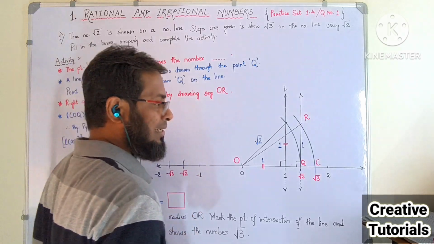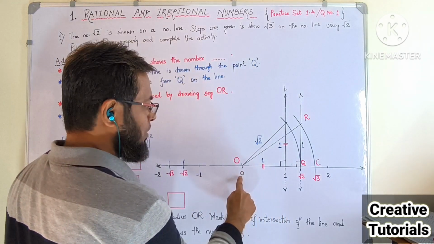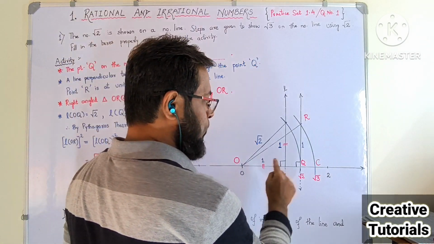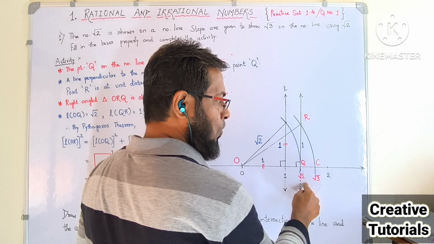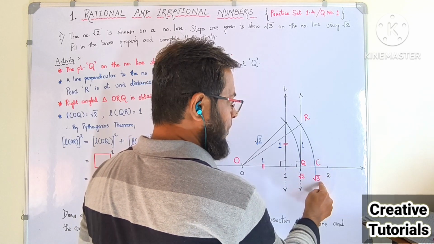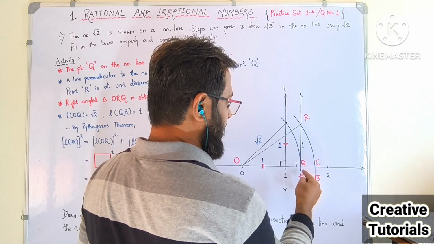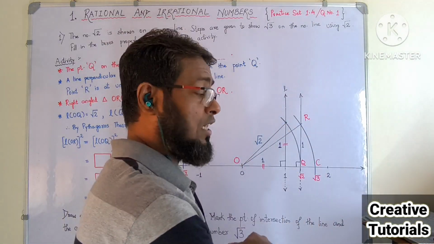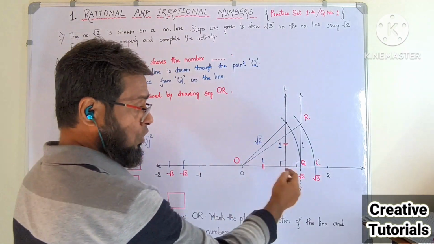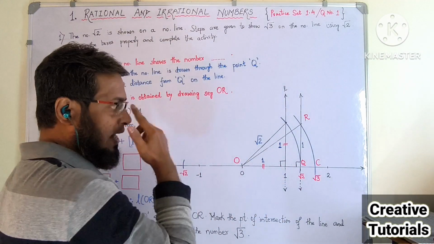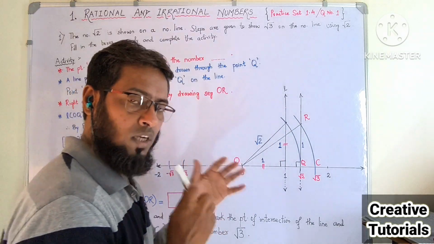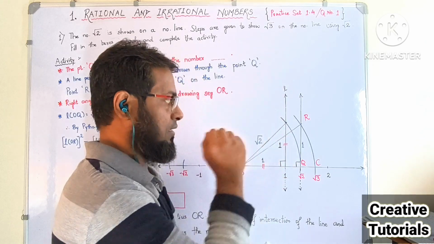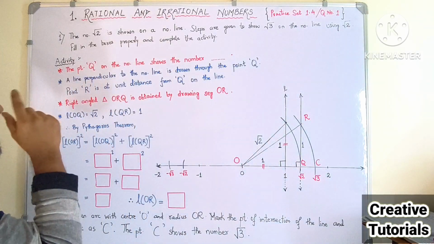Like for example, if you see clearly in our question, point O is at 0. Then point Q is at root 2. Then C is our root 3. And this perpendicular at root 2 is point R. Whatever namings I had given in my previous video to show root 2 on the number line, I have erased them. And whatever is required and given to us in this activity, I have kept. Okay, so let's start.